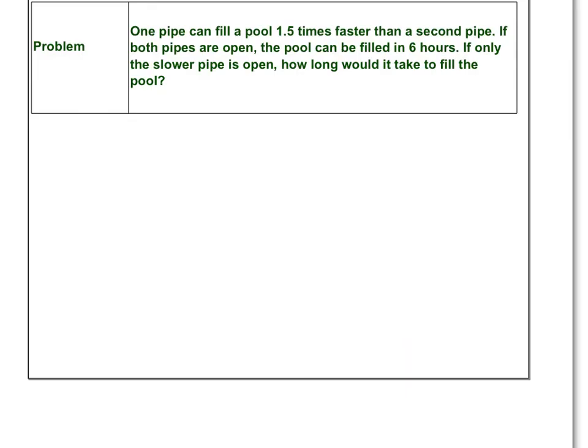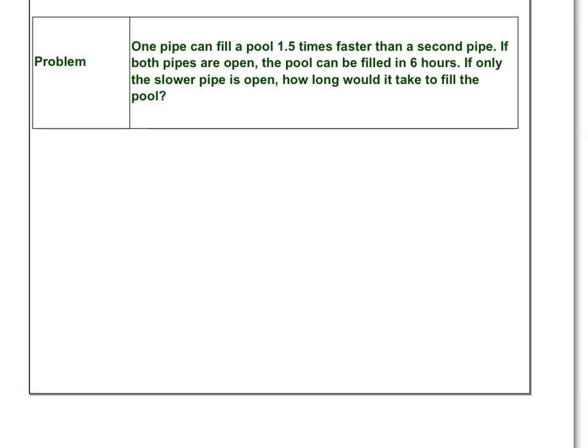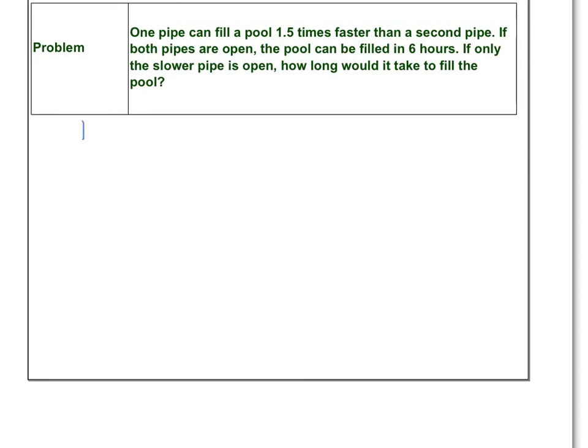All right, let's take a look at this problem. One pipe can fill a pool 1.5 times faster than a second pipe. All right, so we've actually just been given the rate for each individual. Let's let P represent the time it takes for our faster pipe. And therefore the slower pipe is going to be 1.5 times P. Okay, so this is going to take longer time. So here's fast, here's slow.